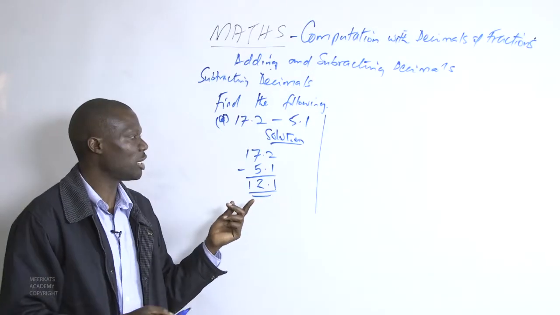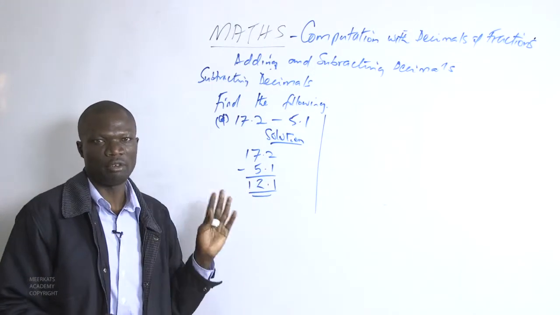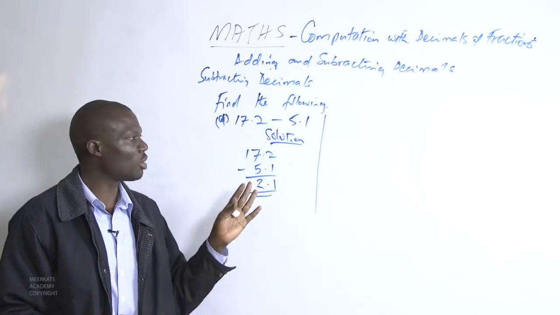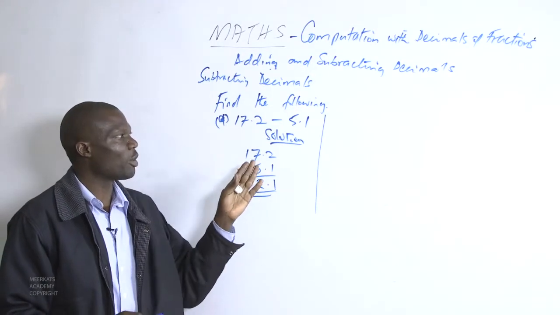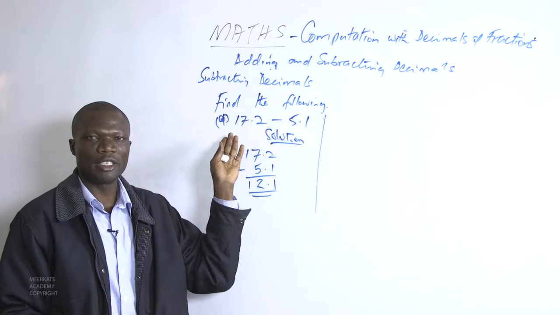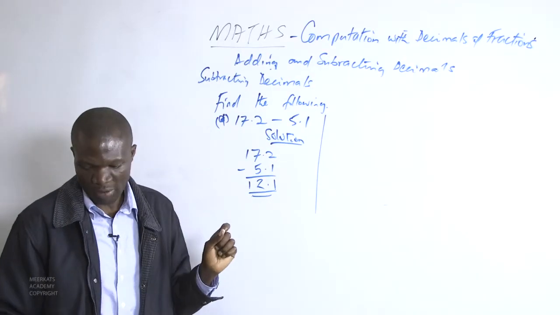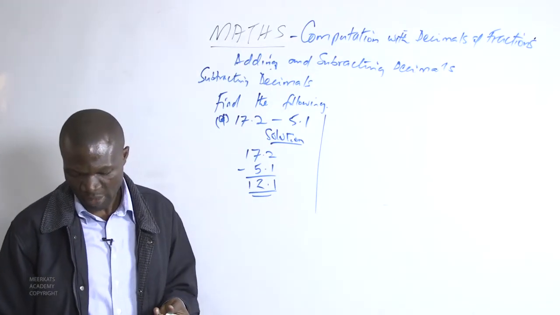Now, for this case, it is easier because the number of decimal places were equal. So it was simply easier, and the arrangement is very important. But when you look at the next question, I want to bring in a question where the digits are different, the place values are different. Let us look at this.